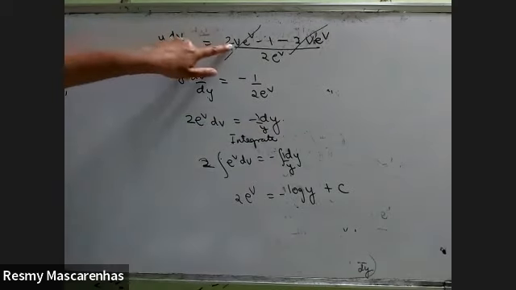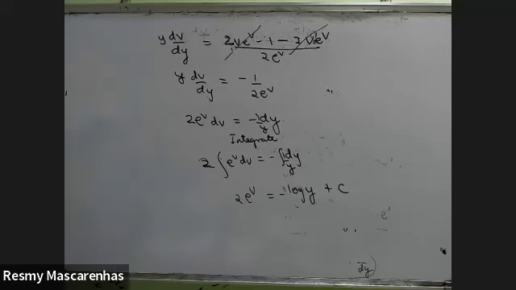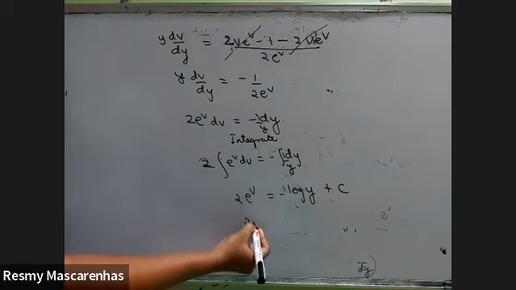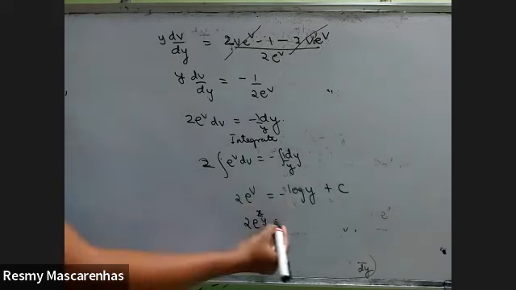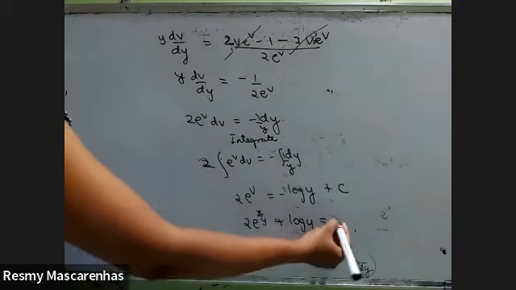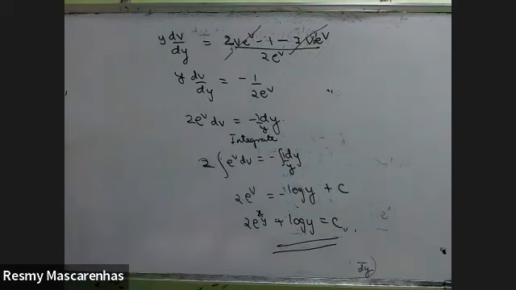Just even a small number, see, it makes a big difference. And then final substitution: 2 e raised to x upon y. If you want, you can write this plus log y is equal to c. This is the answer of the first question.